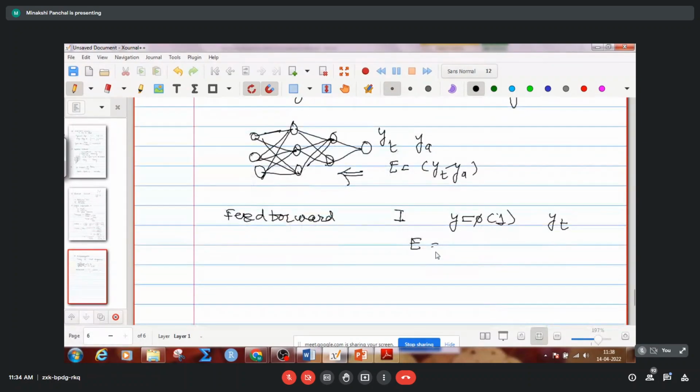Different error functions are available. Don't explain this. But if you are applying that MSE, you should write down the error as 1/2 or 1/n summation of yt minus ya whole square. You can call it the error function, but avoid this. Use the word loss function or cost function.